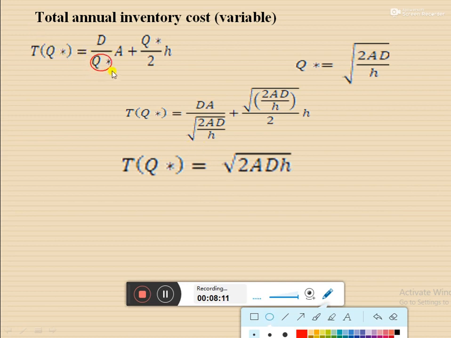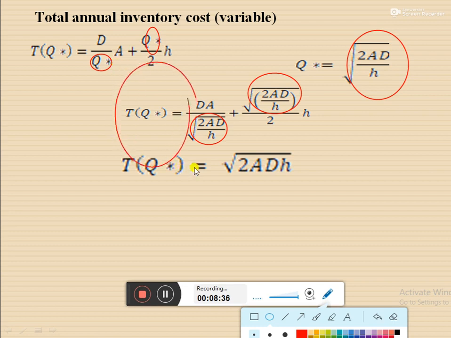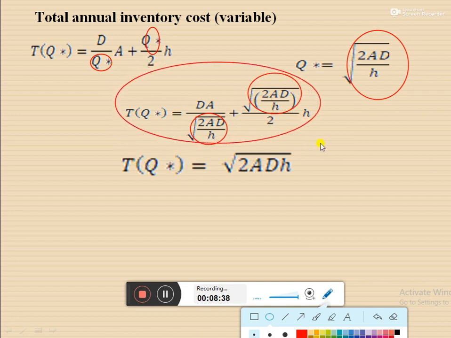By replacing Q star in this formula with its formula, that is square root of 2AD divided by H, replace this Q star with the formula, and similarly this Q star with the formula. After replacing Q star with its formula, the new formula will look like this.